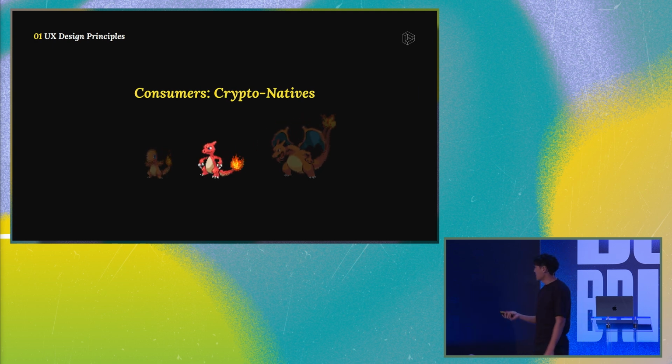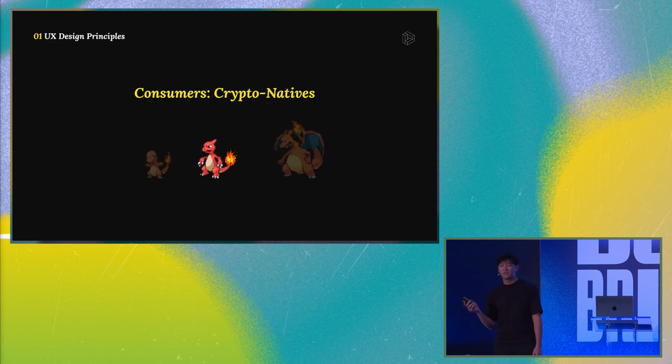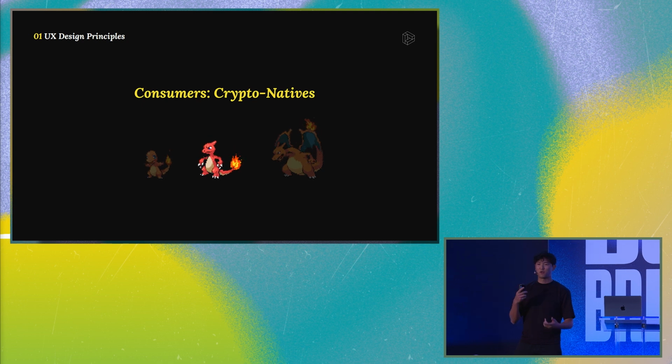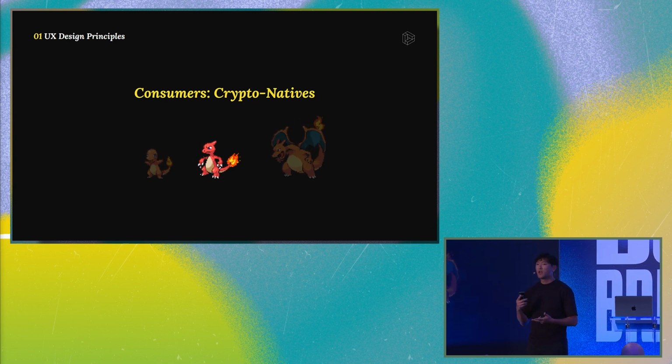And so next we have crypto natives. These are people who are aware that your product is built on blockchain as well. And it's really interesting because these people actually have the same incentives as non-crypto natives. They want better interest rates, they want better user experience, and they also want accessibility across different devices or platforms.